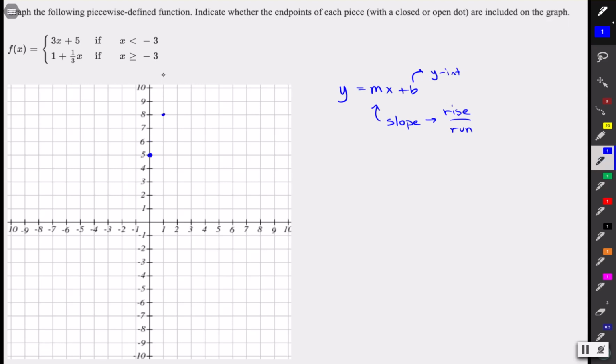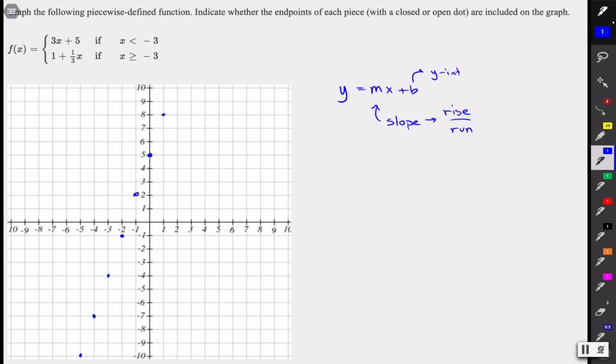If I go up 3 more, I'm out of my range. So another thing I can do is instead of going up 3 and over 1, I can also go down 3 and back 1. And notice I'm still on the same line. So down 3, back 1, down 3, back 1, and I'm just going to put in as many as I can fit on my chart.